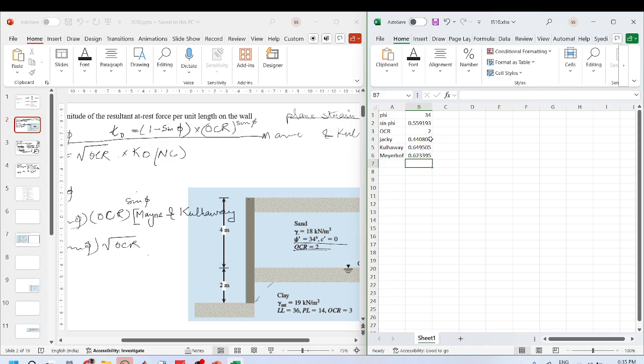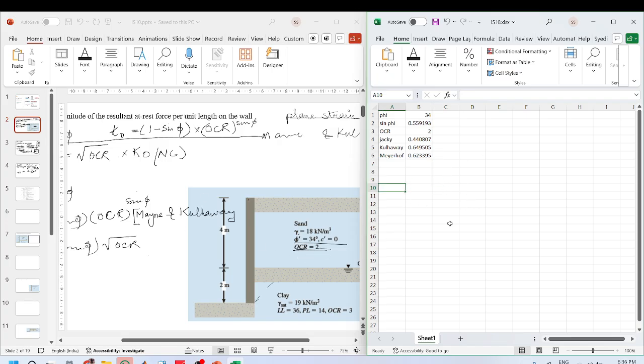Is that fine? Basically, we should not be using Jaky's formula because this is for NC. Let us use Jaky's formula to calculate the Meyerhof formula. Meyerhof formula says that K naught OC is equal to K naught NC into square root of OCR. So we will replace this by our Jaky's formula. Okay, so these are the two K naught values we will be taking.